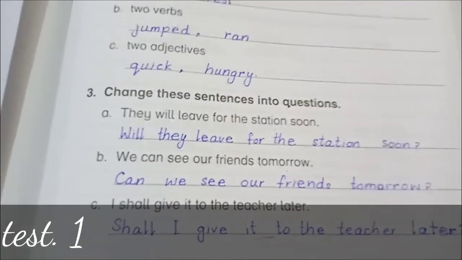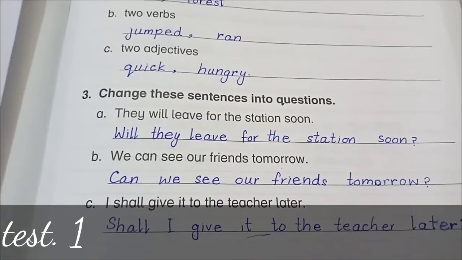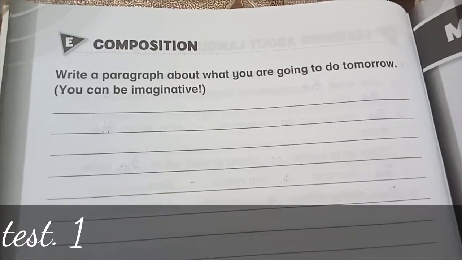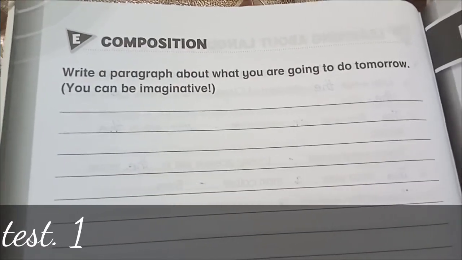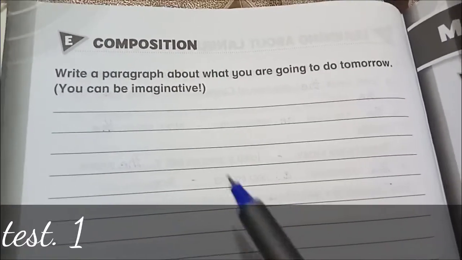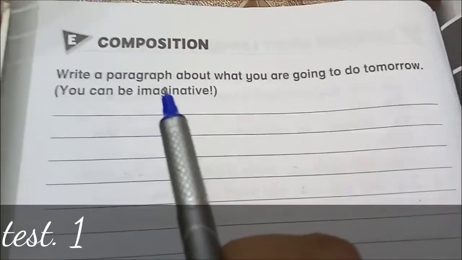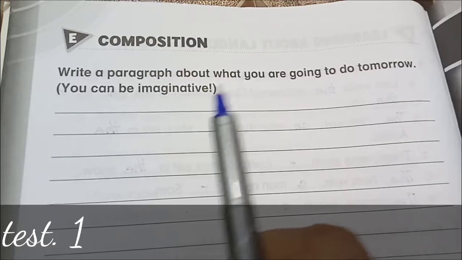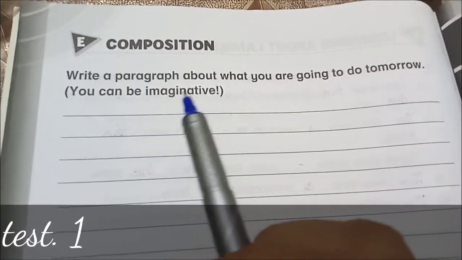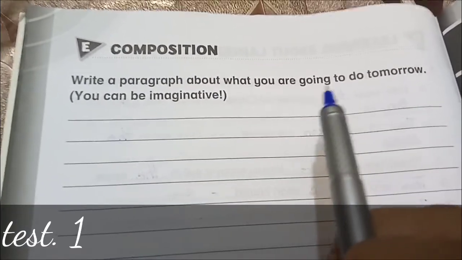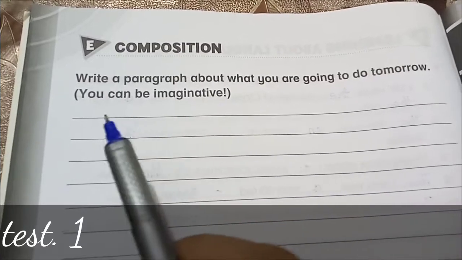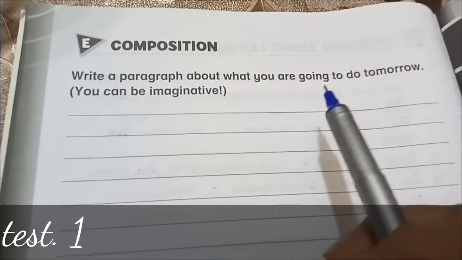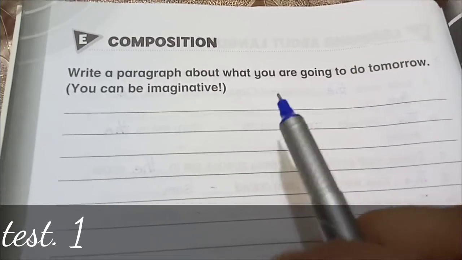Now we are going to move on to page number 34. Now look here, this is page number 34. E part, it is a composition. Composition means you have to write something about the statement which is given here. Write a paragraph about what you are going to do tomorrow. You can be imaginative. So students, a very good activity is given here and you have to do it yourself.